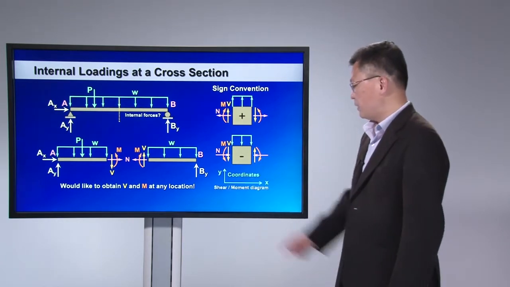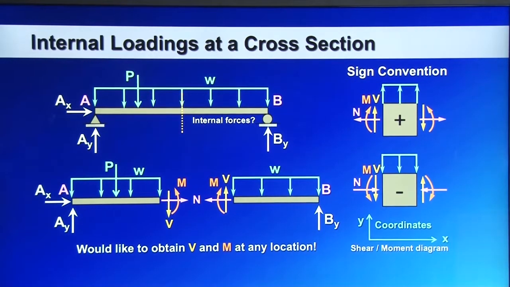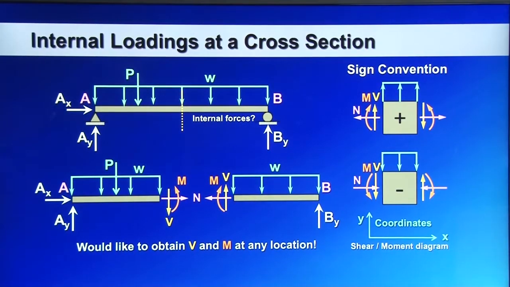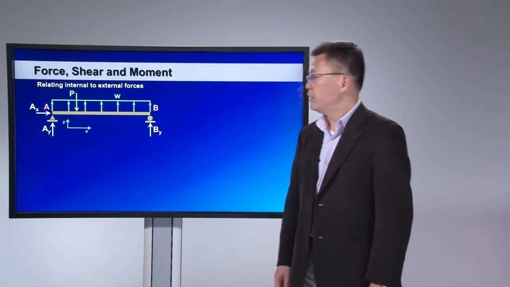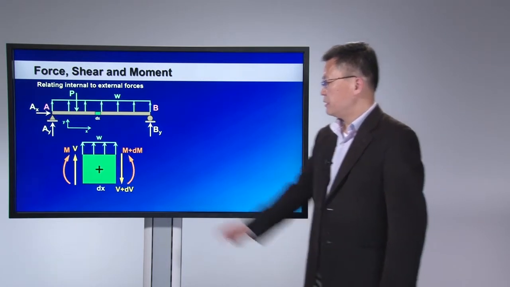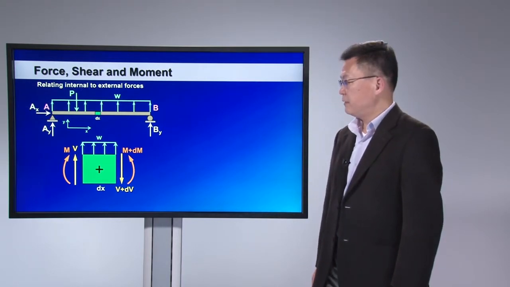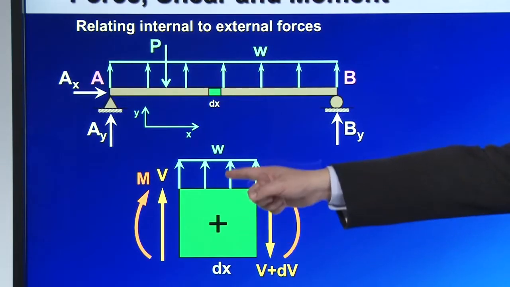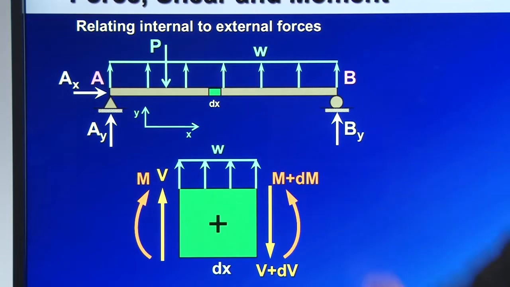We also need to follow a coordinate system, so we use this coordinate system. X is going from left to right, while Y is pointing upward. So how do we relate internal forces to external forces? We can take a small element out of the structure. The small element is described by the width of dx, and we put all the forces on it: shear force, bending moments, and external distributed force, W.